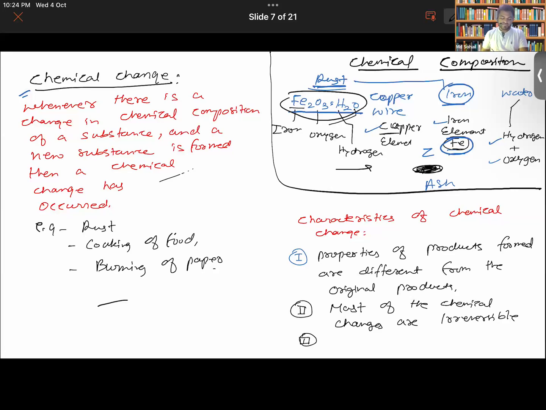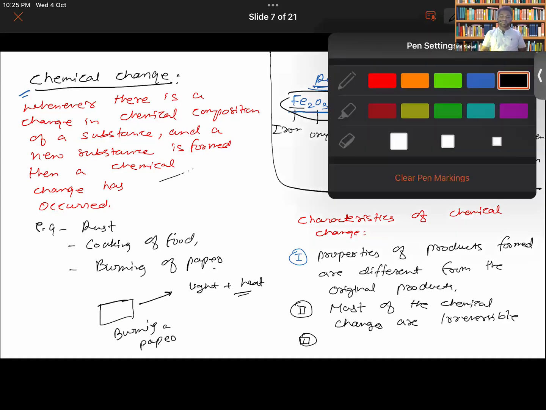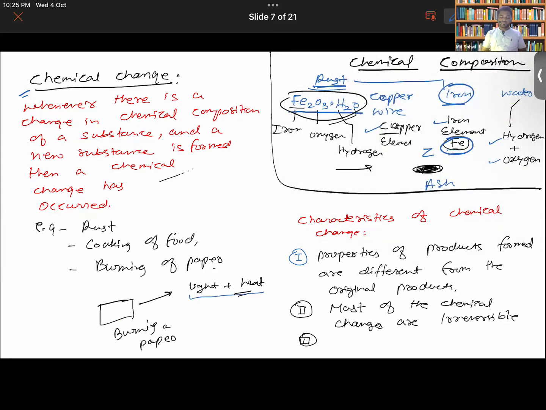For example, when you were burning a paper, what was it releasing? It was releasing light plus heat. So isn't there some evolution of energy here? क्या हमारी एनर्जी यहाँ पे निकल रही है? Whatever stored energy was inside the paper, is it not being emitted out here in the form of light and heat? Like this paper acts as a fuel here. You know what I'm trying to say here?